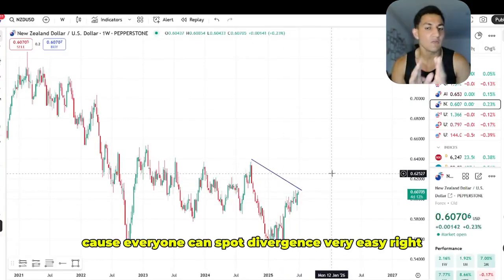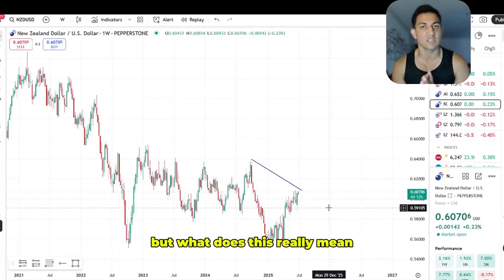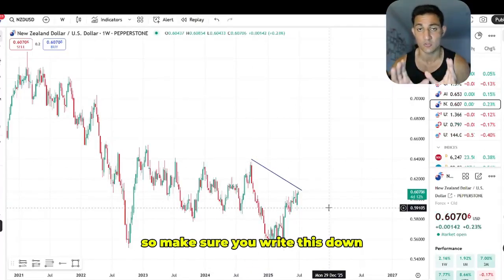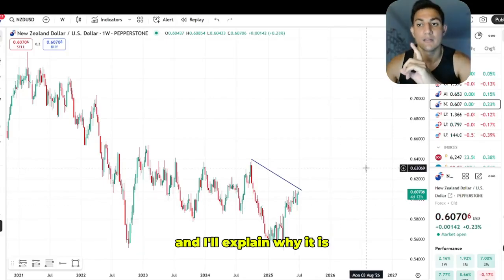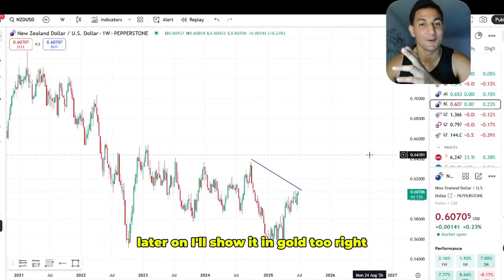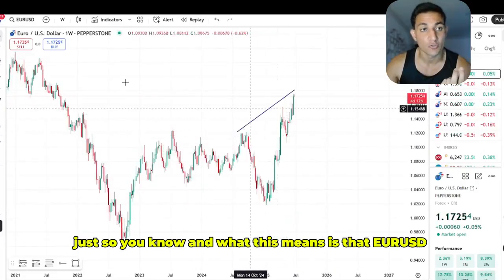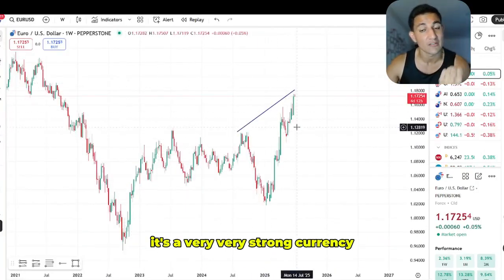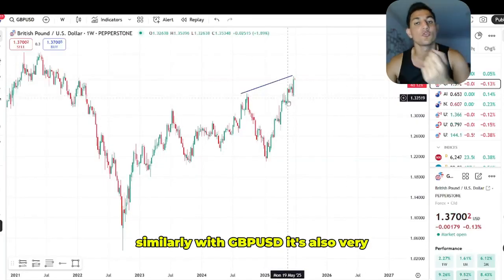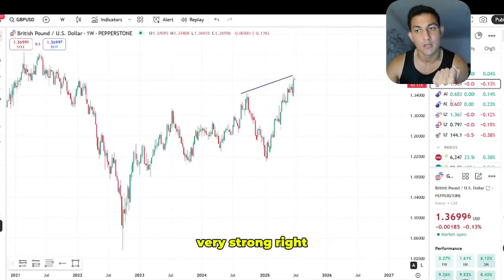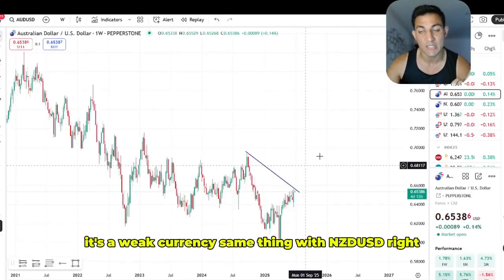What does this mean? Because everyone can spot divergence very easily, to pick, hey, it didn't take out this high, but what does this really mean? This is so important, so make sure you write this down. This right here is worth its weight in gold, and I'll explain why later on. I'll show it in gold too, just so you know. What this means is that Euro Dollar, Euro USD, is very strong. It's a very, very strong currency. Similarly, GBP USD is also very, very strong, whereas AUD USD is a weak currency.